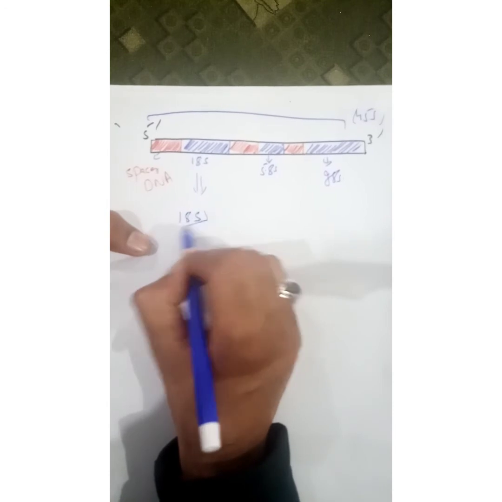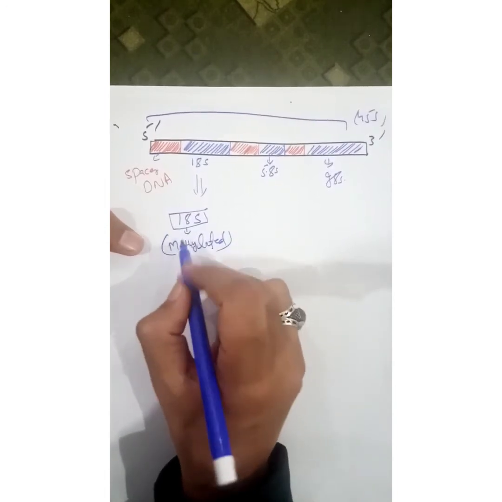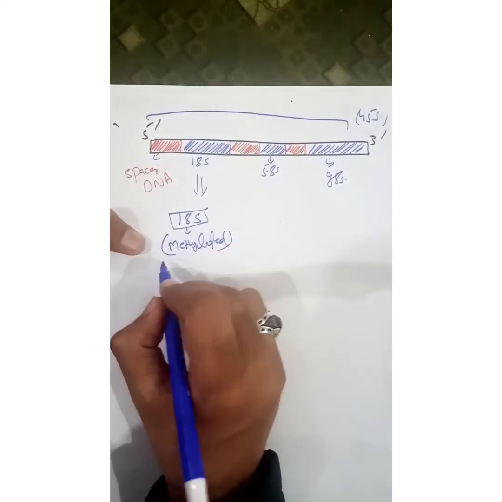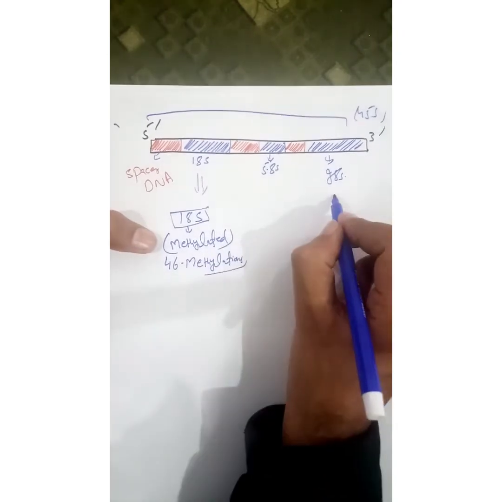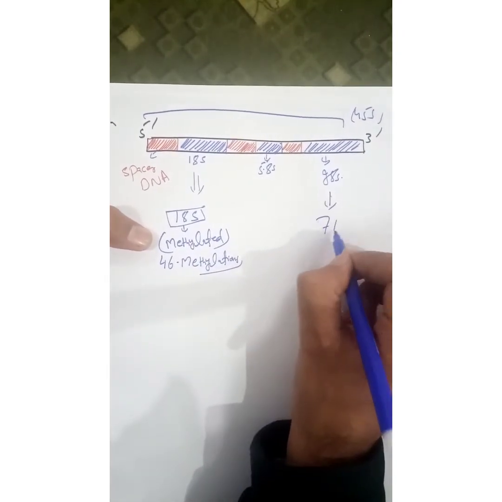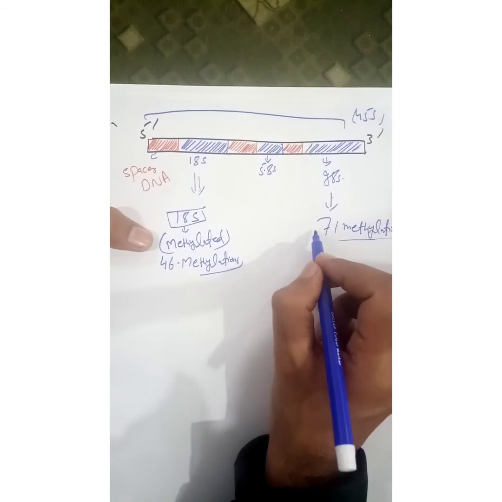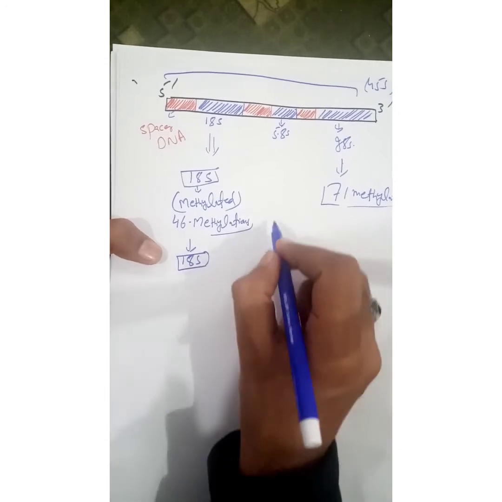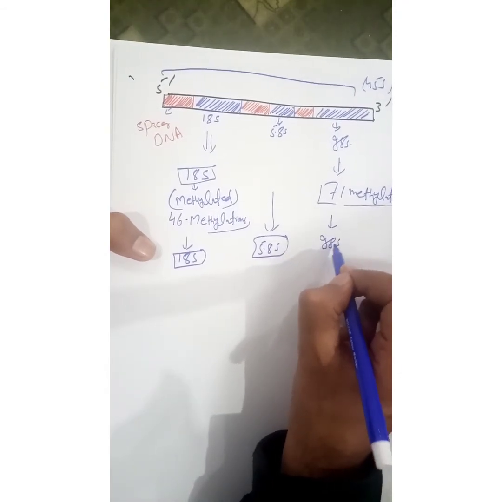When the 18S goes to maturation, it is methylated. During transcription, it is methylated rapidly. It has been studied that 46 methylations occur on 18S and 71 methylations occur on 28S. The 28S and the 18S are more conserved, so they are more methylated. So the regions are the 18S subunit, then the 5.8S subunit, and then the 28S subunit.